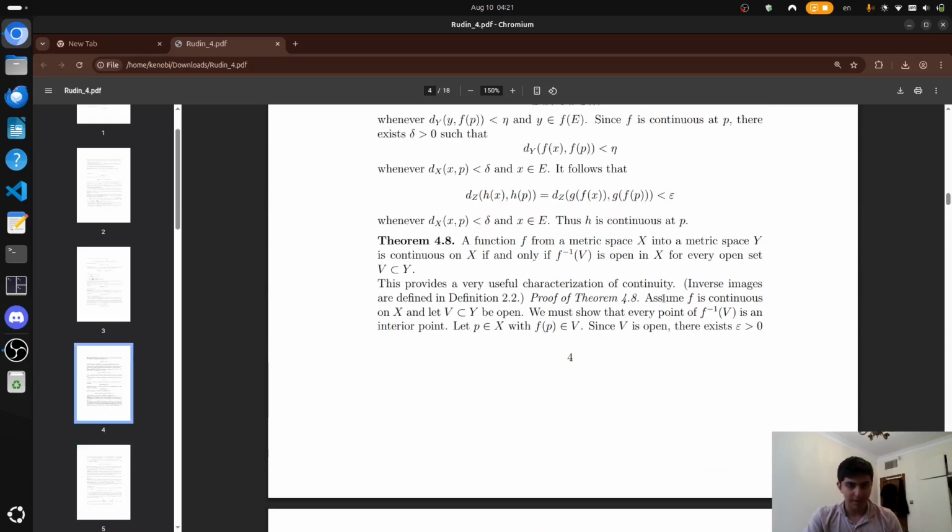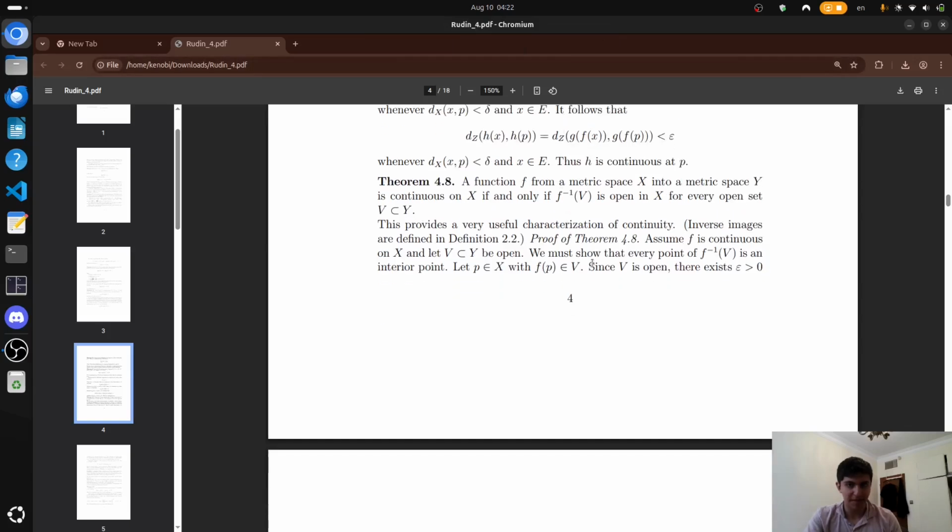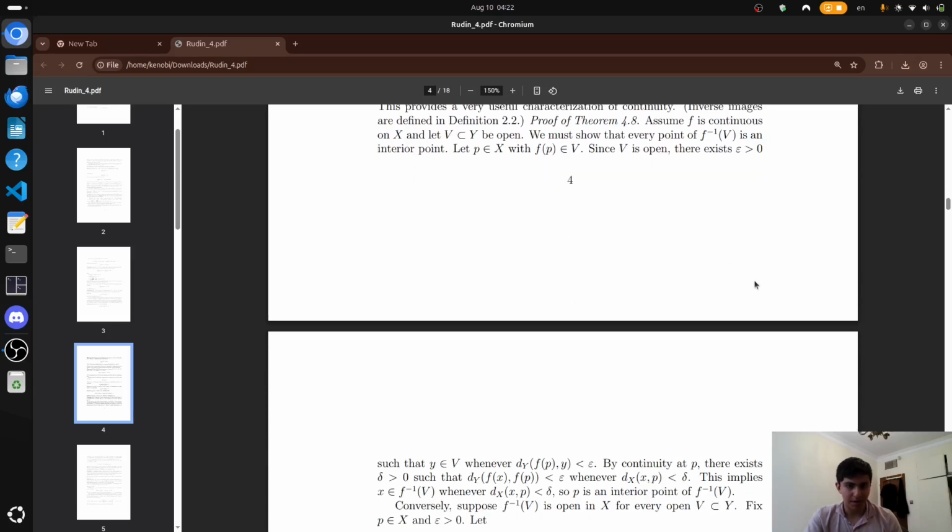To prove it, I'll explain the strategy. Assume f is continuous on X and let V in Y be open. We must show that every point of f inverse of V is an interior point. Let p in X with f of p in V. Since V is open, there exists epsilon greater than 0 such that y is in V whenever d_Y(f(p), y) is less than epsilon.